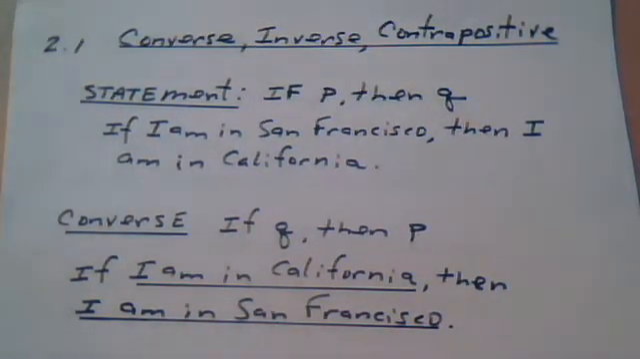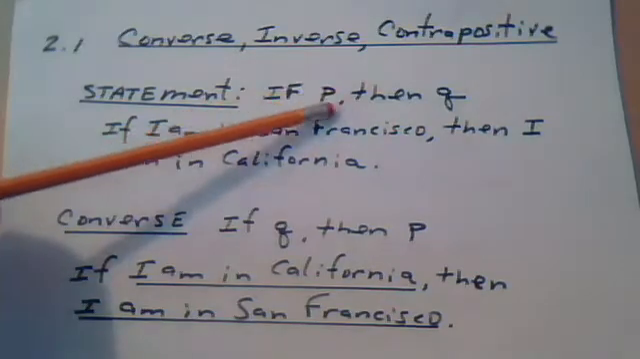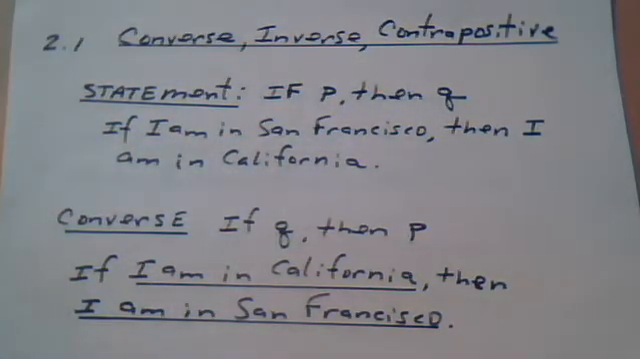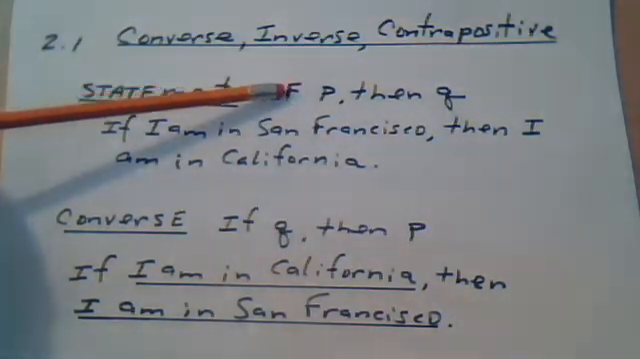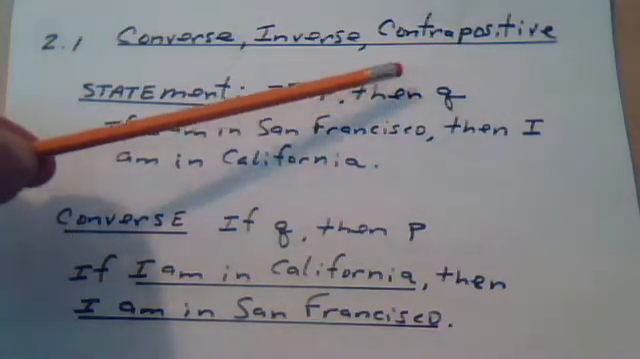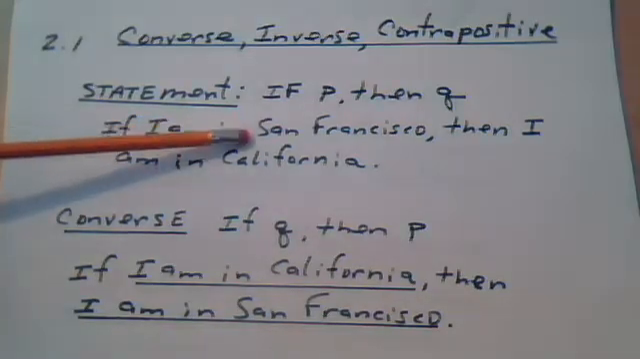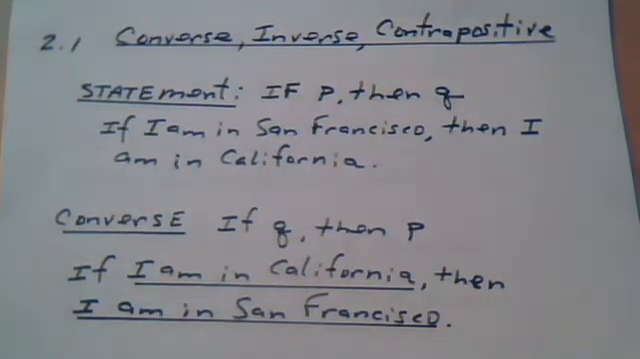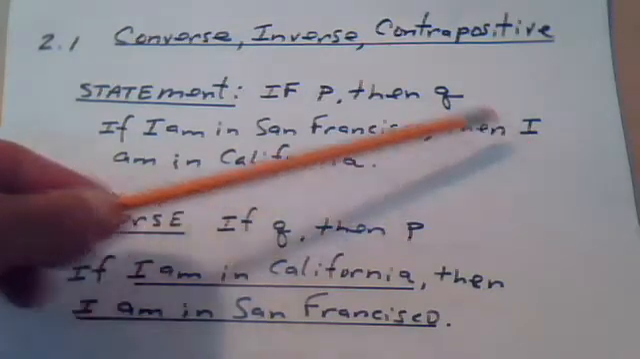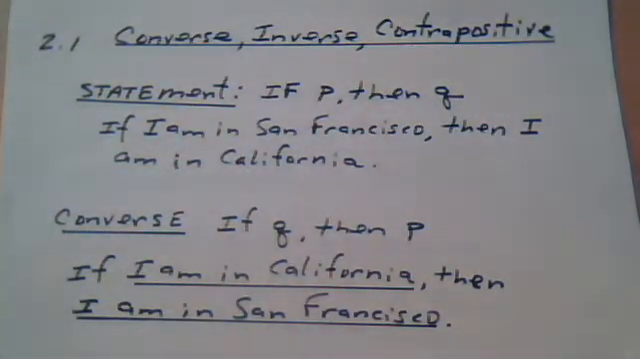So here's the statement. If P, then Q. An example, if I'm in San Francisco, then I'm in California. The first thing to do is to identify who's acting like the P and who's acting like the Q. Whatever comes after the if is the P. Whatever comes after the then is the Q. So for our statement, I'm in San Francisco is going to be the P. And I am in California is going to be the Q.